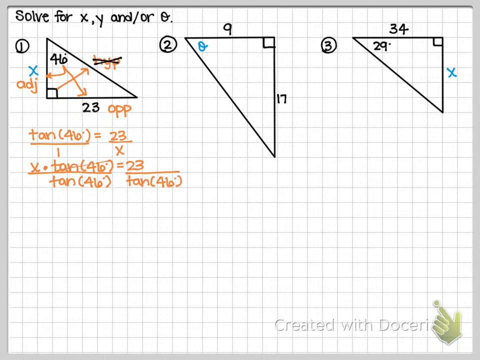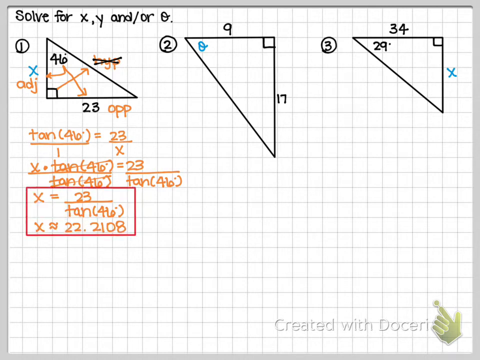I know that tangent of 46 divided by tangent of 46 simplifies and cancels. The exact answer for x is going to be 23 divided by tan of 46 degrees. And then to get the approximate, we're just going to go ahead and type this right into our calculator. So it's going to be 23 divided by tan 46, which is going to give us 22.2108. So those are my exact answers and my approximate answers.